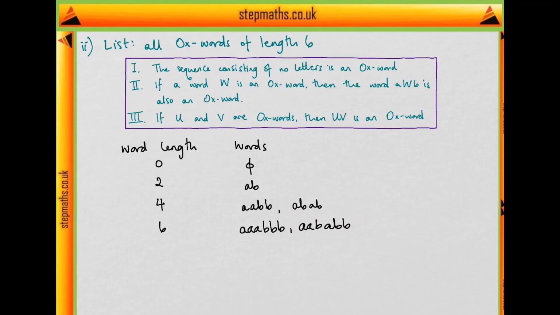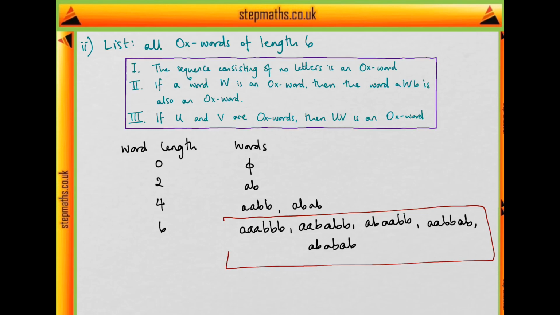Now we can use rule 3 with this word and one of these 2 to get some more 6-letter words. If I use this word and this one, I can either get ABAABB if I put the 2-lettered word first, or I can get AABBAB if I put the 2-lettered word at the end. And if I use this word with this one, then I'd get ABABAB. So these 5 words are our words of length 6.